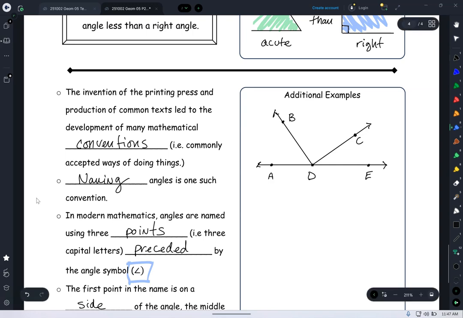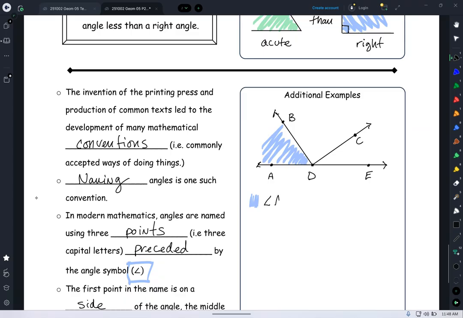Okay, so like if I said with this one, let's say I'm going to color this one blue. And then I'm going to do a little blue swatch over here so I know what I'm talking about. If I wanted to indicate that space in between those straight paths right there, I could say, hey, I'm talking about angle ADB. See what I did?